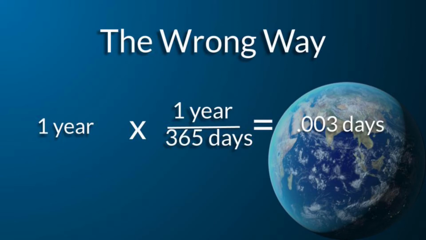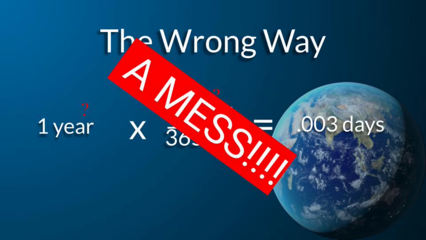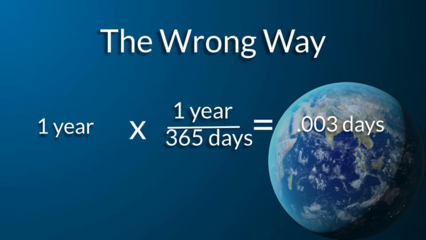Because look at this. Now we have years on top. The years do not cancel out. Suddenly it's like years times years over days. It's a mess. So if the units don't cancel, then you did something wrong.